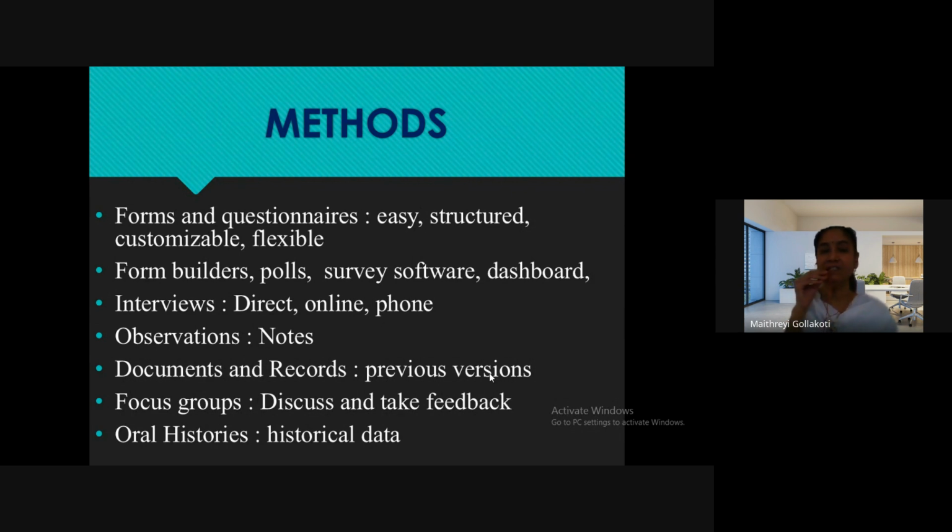And next thing is interviews: direct, online, and phone. We can conduct interviews directly. We can go to the people. If we have only a few people, we can go to them directly and talk with them. You can record interviews so that you can rewatch and make points. That also is there. Or you can do online interviews through video calls. You can do that, or you can do a telephonic interview also. That is also accepted. All these three forms are accepted in research.